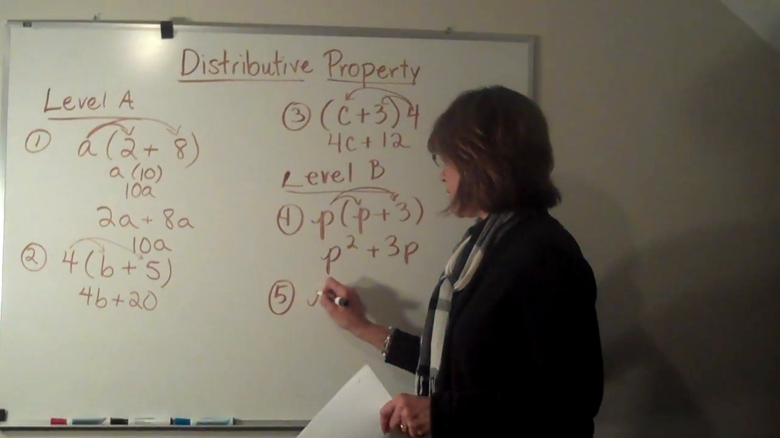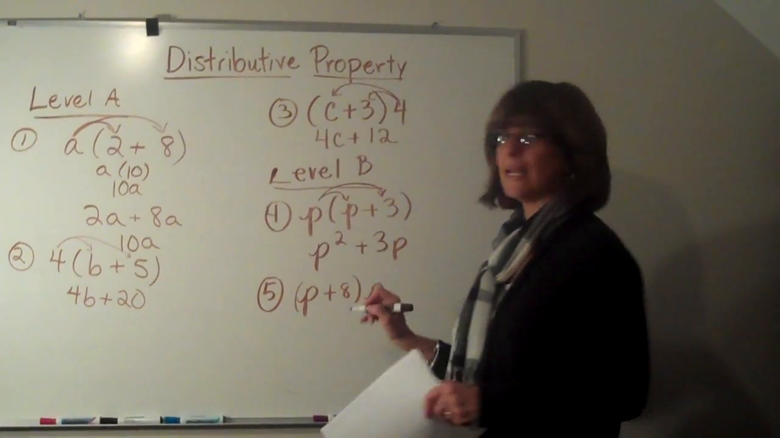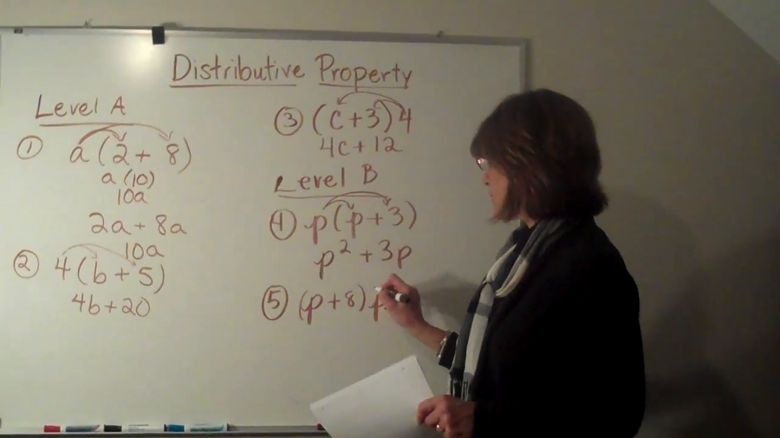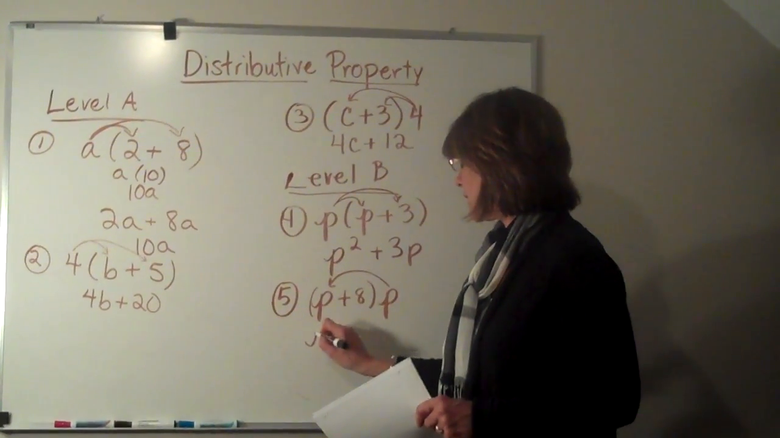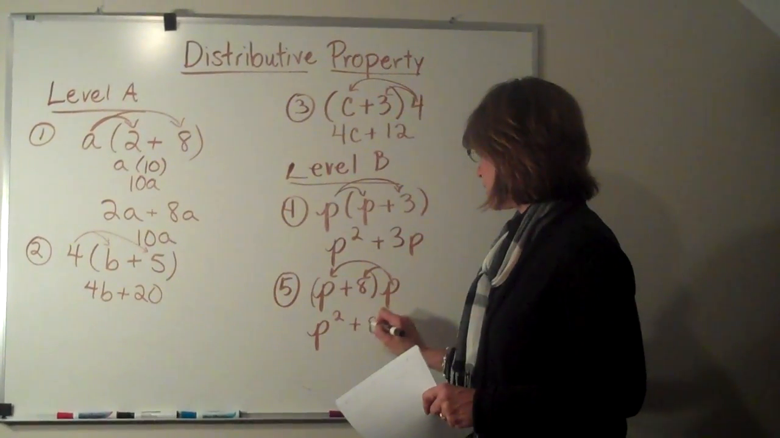Another example. This time I'm putting the P after the parentheses. Again, it's the same thing. You're doing the same exact thing. P times P is P squared. P times 8 is 8P.